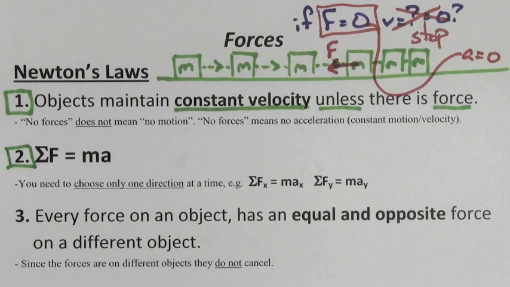Newton's second law is an equation relating the sum of the forces on an object and the acceleration of that object. The larger the mass an object has, the larger inertia it has, which means it wants to maintain its constant velocity more, so the acceleration is going to be less.